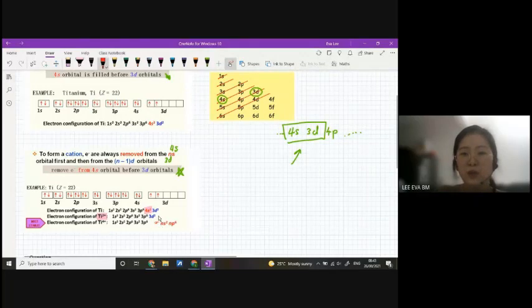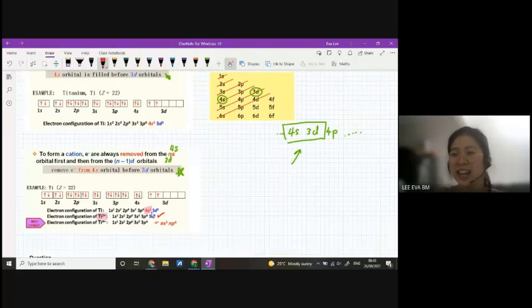So, if I want to extend the example into titanium 4 plus, that means I need to remove 4 electrons from the original neutral parent atom. So, dekat sini 4s2, 3d2, ada 4. So, first 2 from 4s, and then after that, another 2 electrons from 3d. Then you will achieve the electronic configuration 1s2, 2s2, 2p6, 3s2, 3p6. So again, the final configuration for titanium 4 plus looks like the noble gas. Okay, it looks like the noble gas is already full.